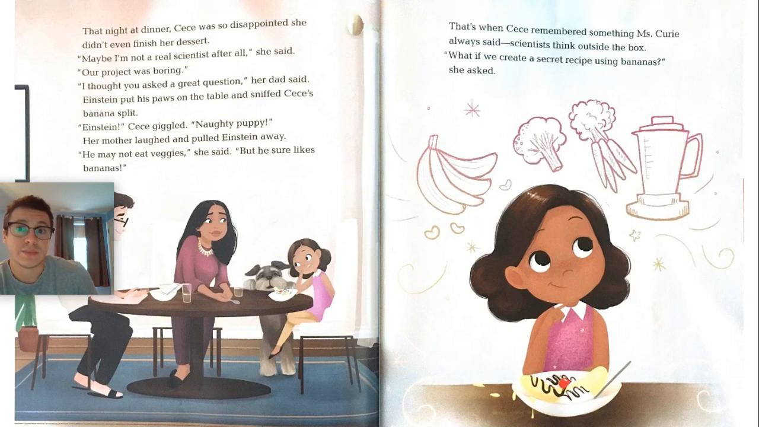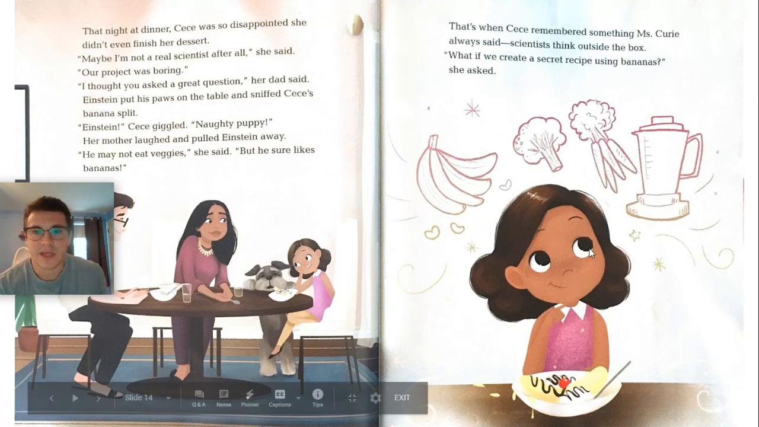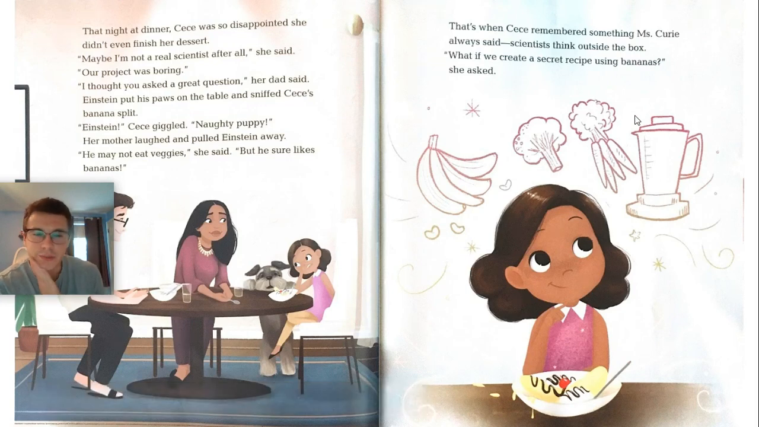That's when Cece remembered something Miss Curie always said. Scientists think outside the box. "What if we create a secret recipe using bananas?" she asked. Look, she's thinking about the bananas, the broccoli, and the carrots all going into this blender. Wonder what they're going to do.